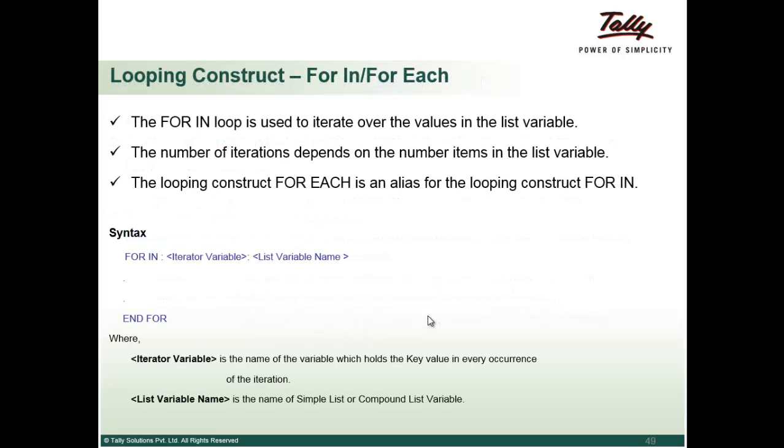Then we went to for each, the looping construct, which helps us iterate over the list variable. We can iterate over the list variable based on the key. That is, only those list elements of the list variable which have a key associated with them can be iterated over. We saw that the syntax is for each, the iterator variable and the list variable name.